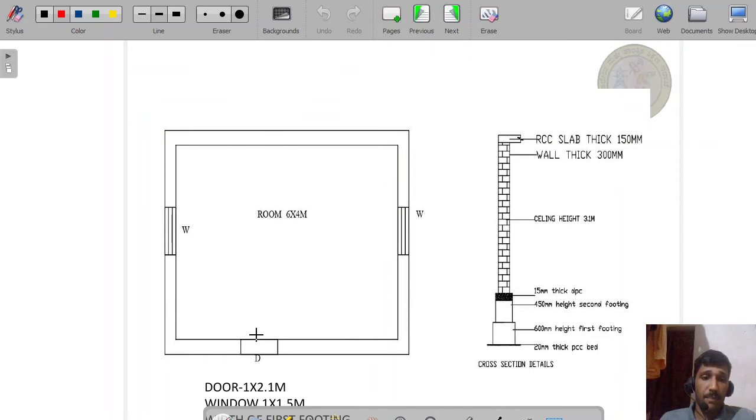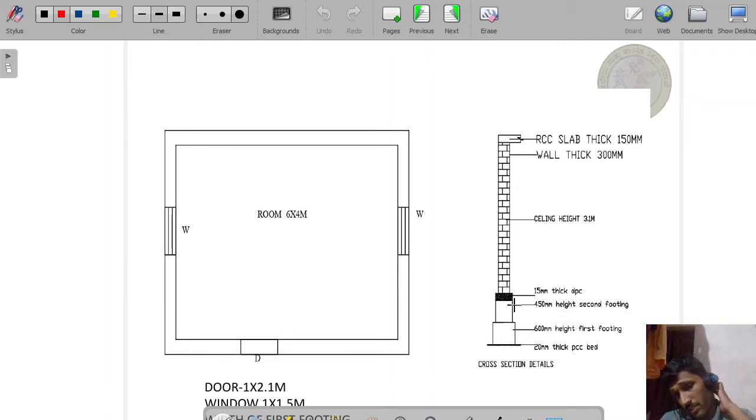See here, this is the plan. In this plan, 6:4 is the single room building. Here the cross-sectional details are mentioned. 20 mm thick PCC bed, and breadth is 0.9 meter, and 600 mm height first footing, its breadth is 0.5 meter. 450 mm height second footing, its breadth is 0.5 meter.